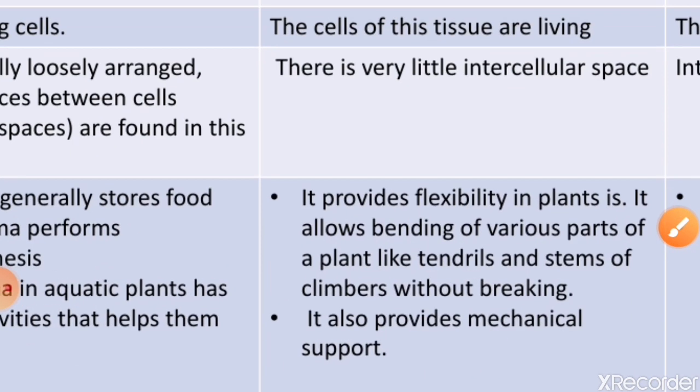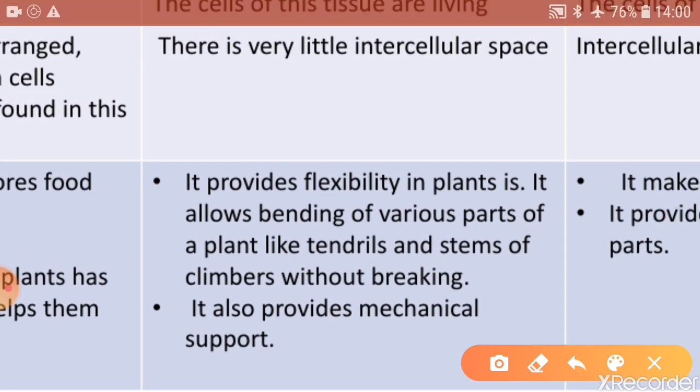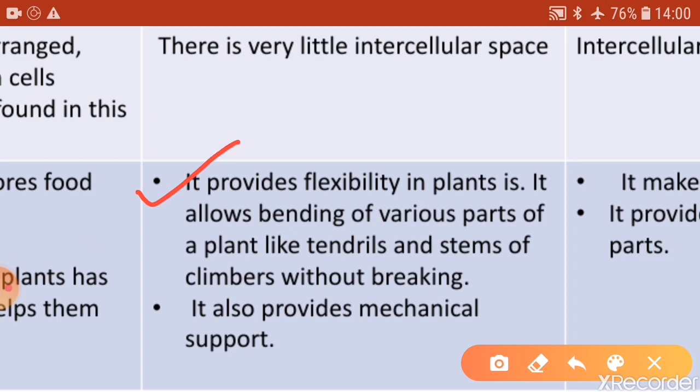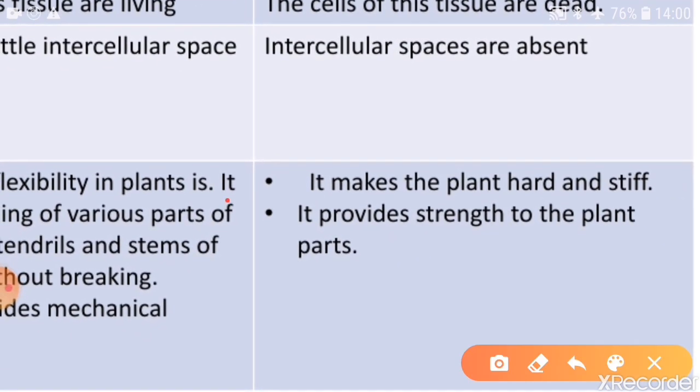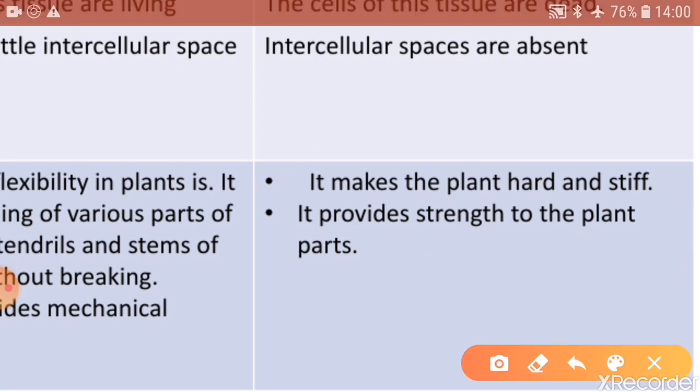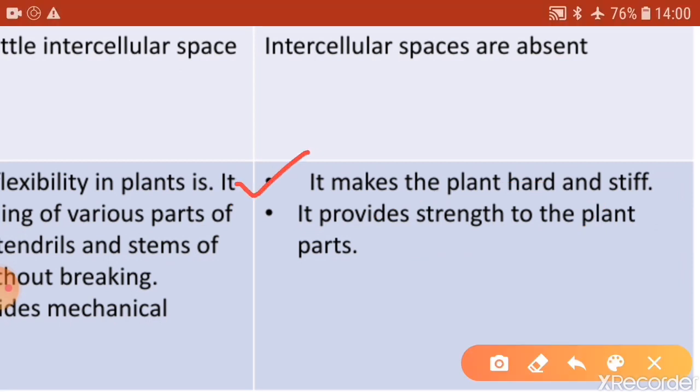The main important function of collenchyma is to provide flexibility, that is, it allows various parts of the plant like stem, tendrils, etc. to bend without breaking, and the other important function it has is to provide mechanical strength or support to the plant. Whereas the main function of sclerenchyma is to provide strength. The mechanical strength to the plant part is provided by sclerenchyma. It makes the plant parts hard and stiff, and sclerenchyma forms a protective covering of seeds and nuts.